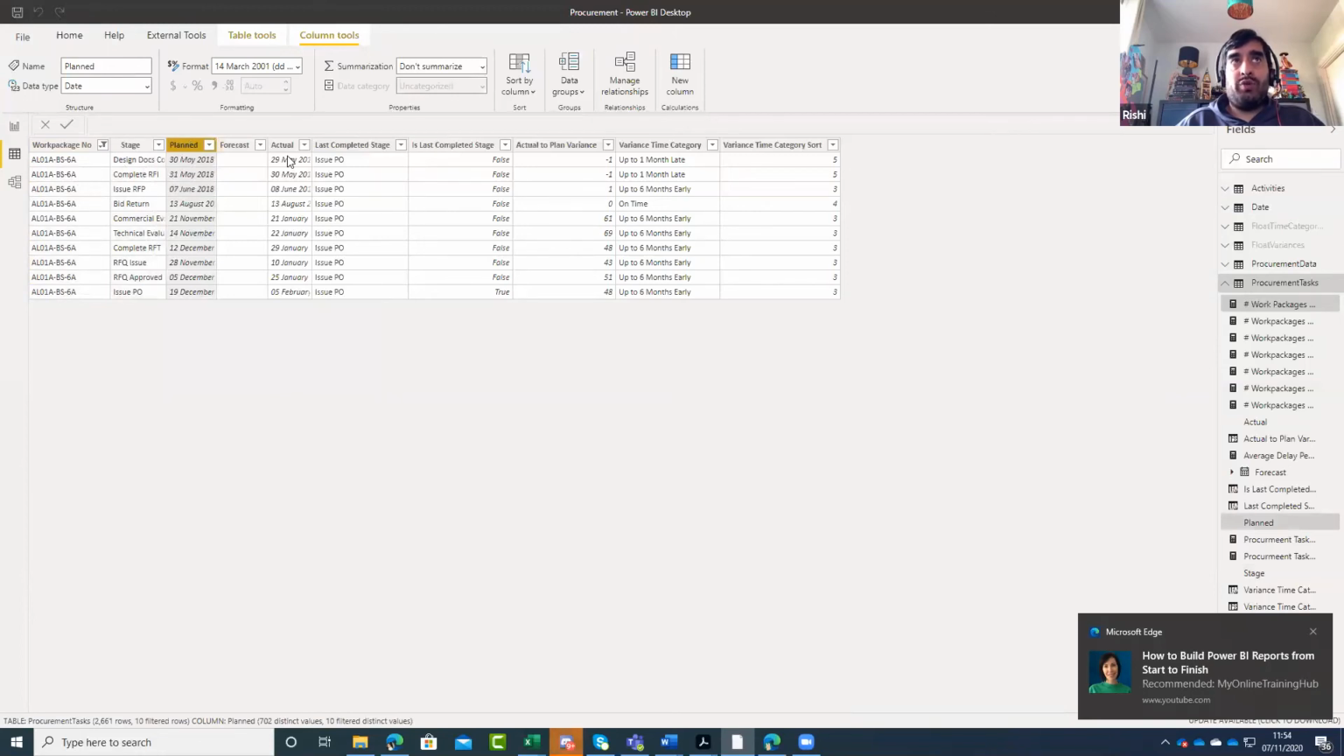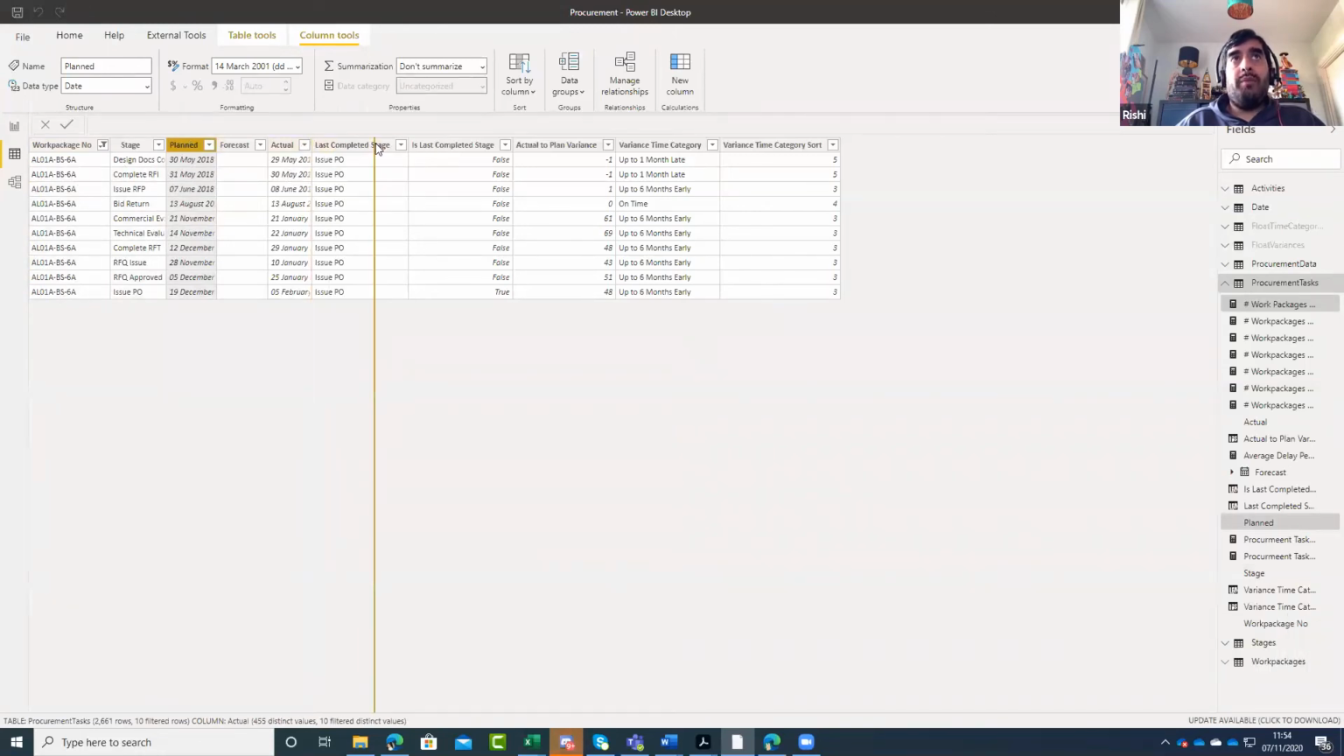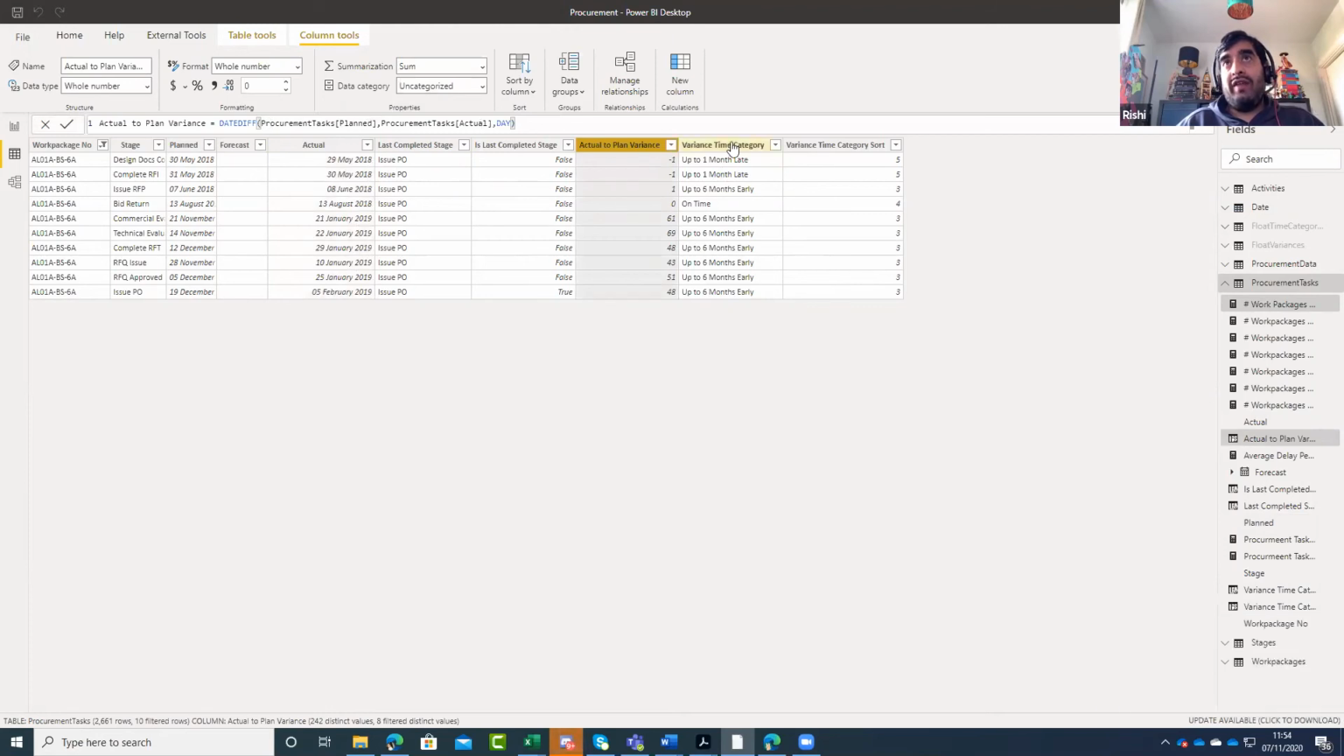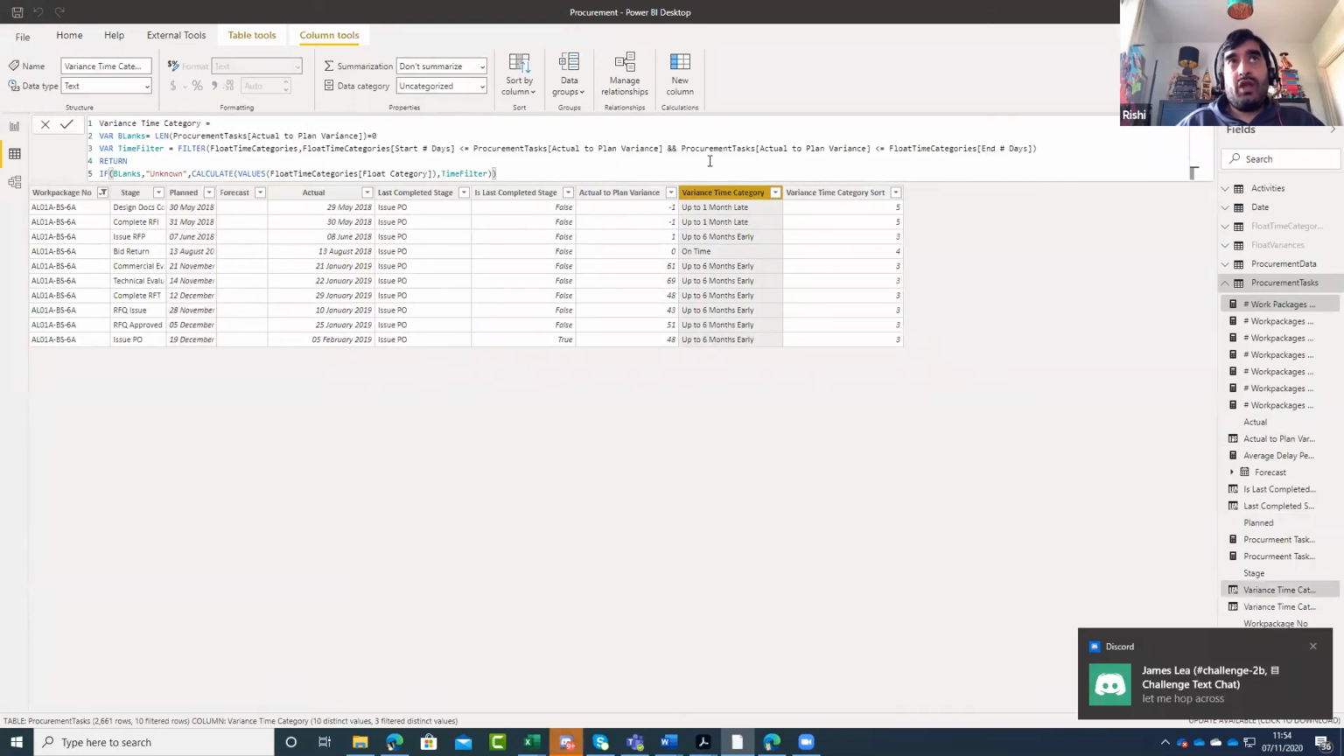What was the forecast, or what was the actual? And then we've got some other things around what was the last completed stage, and then we've got the actual to plan variance, which is just again the difference between planned and actual, and the variance time category. So again, we've done a float variances.